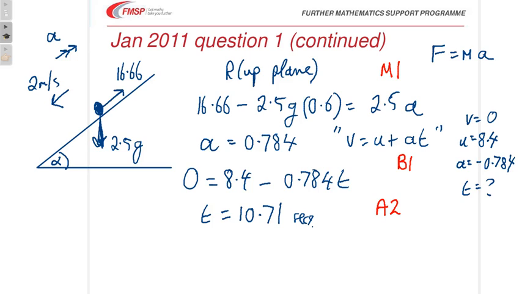There was just 3 marks for that part of the question. Basically, no, there's 4 marks, I can't count. 1 method mark, 1 mark for using v equals u plus at, and 2 marks for finding the correct value of t, of time.